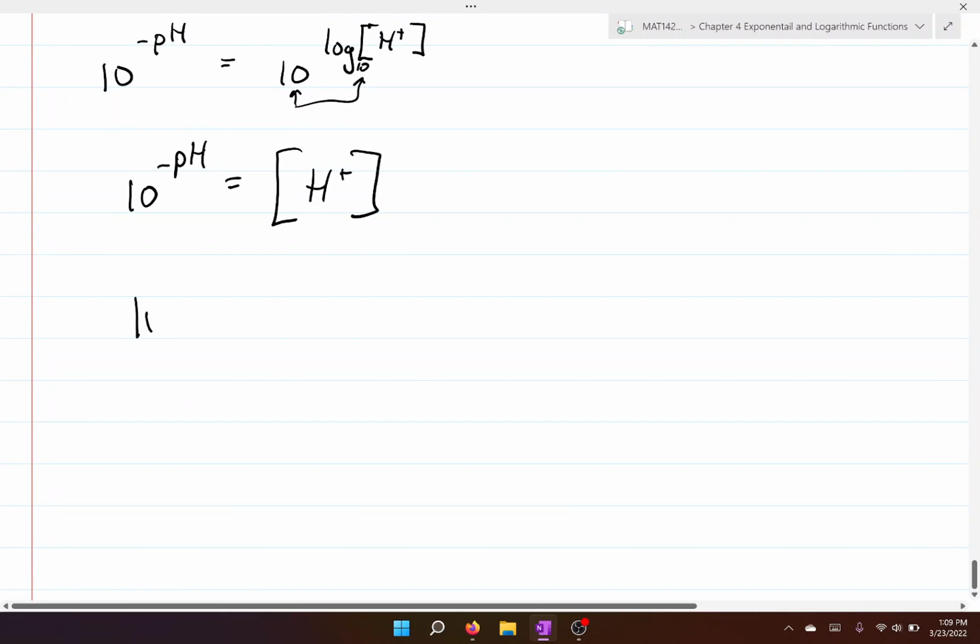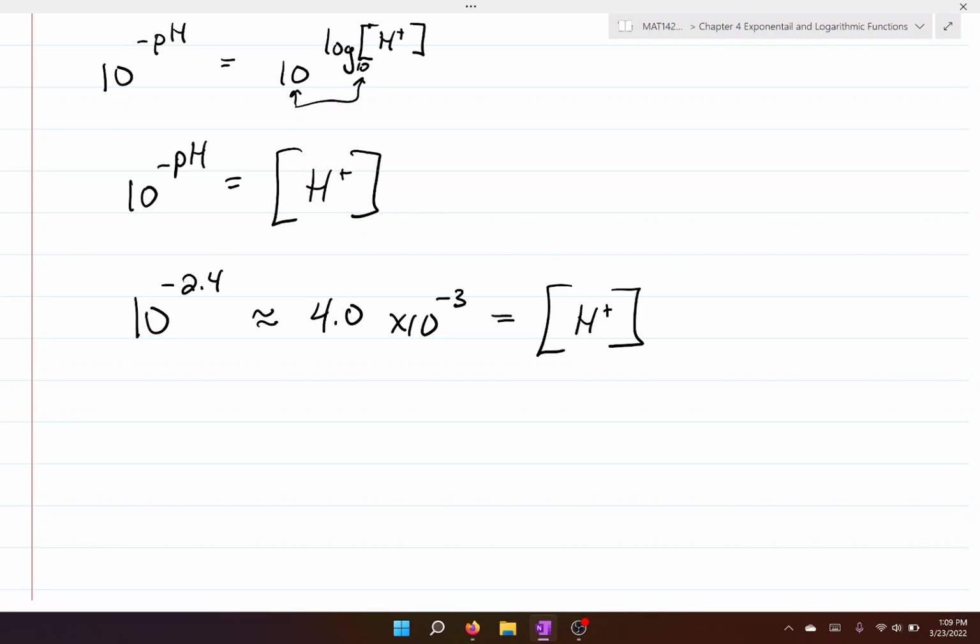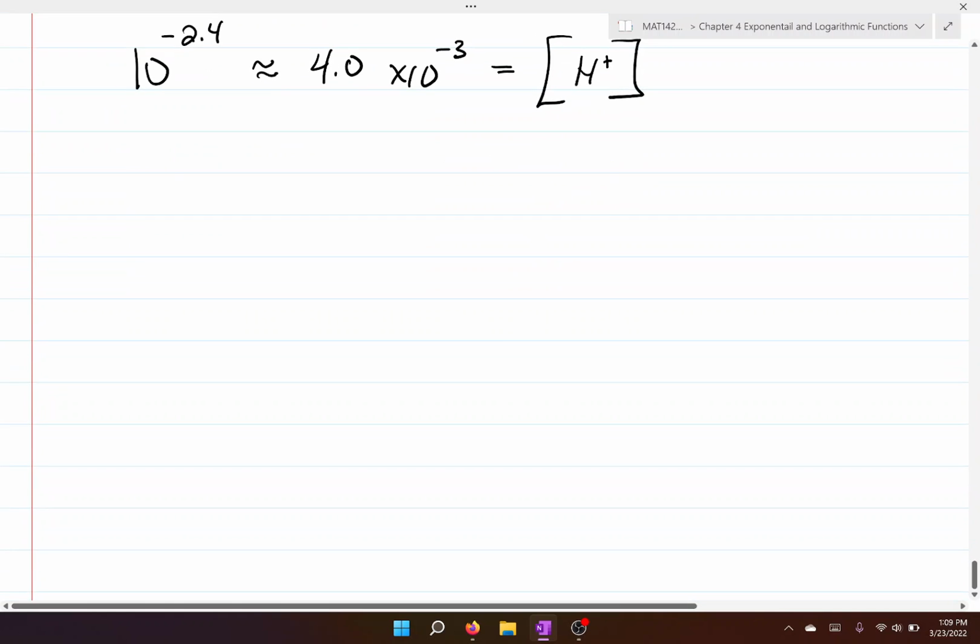So 10 to the negative 2.4 is approximately 4.0 times 10 to the negative third, which would equal the hydrogen ion concentration. So once again, it's just a matter of using our properties of logs to go back and forth, all right? The last problem that I'm going to do here deals with the Richter scale.